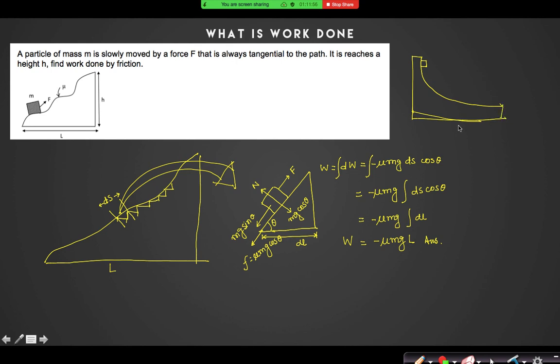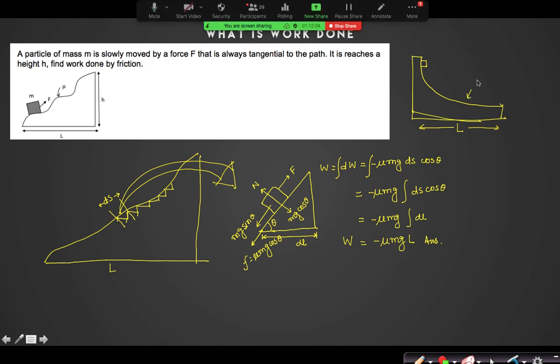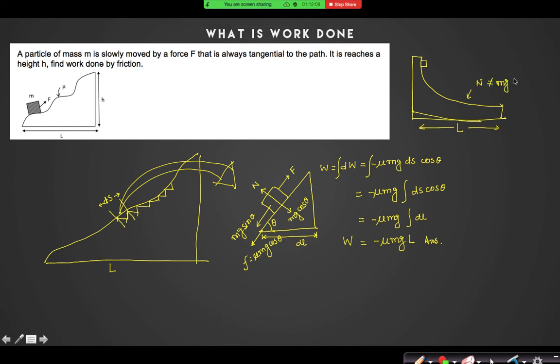So if this length is L, can you say that work done by friction will only be minus mu mgL? No, sir. Here the normal is not equal to mg cos theta. That you need to remember.